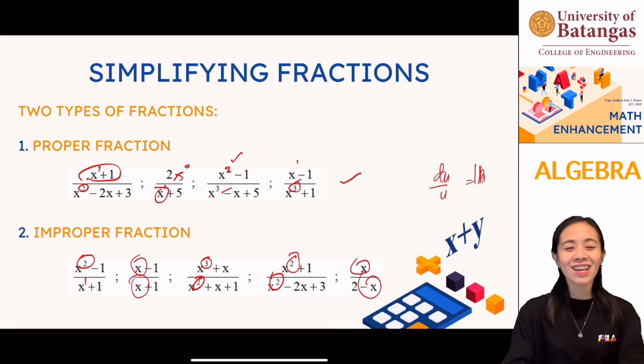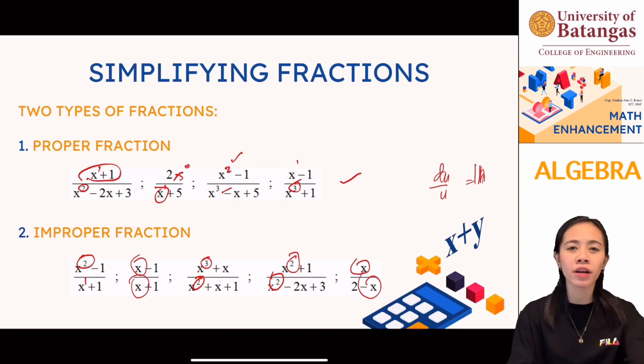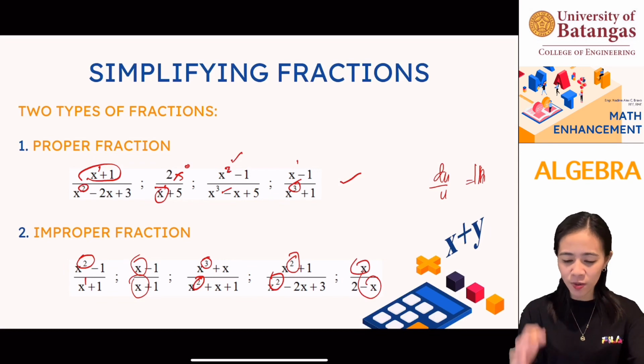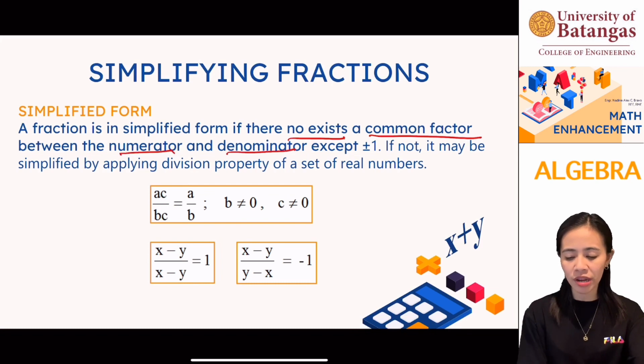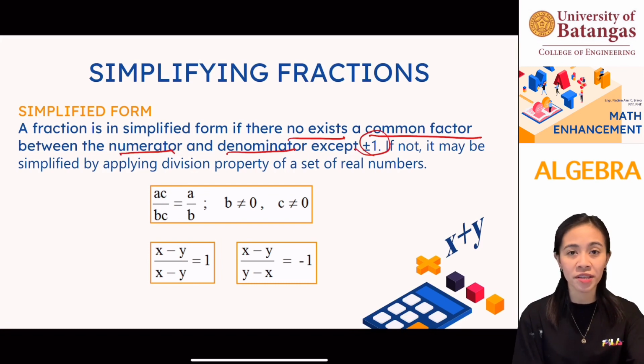So it's very helpful when you understand or can still recall which is the proper and improper fraction. Okay? So, how do we simplify these fractions? A fraction is deemed to be simplified if there exists no common factor between the numerator and the denominator except a positive and a negative one.